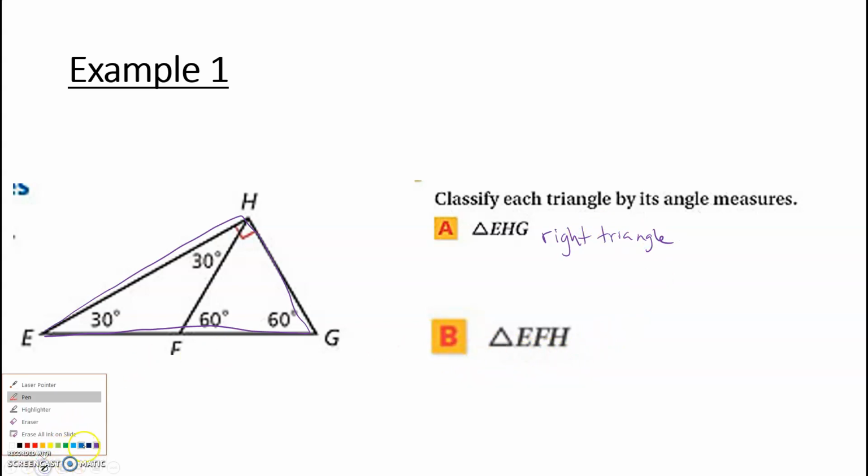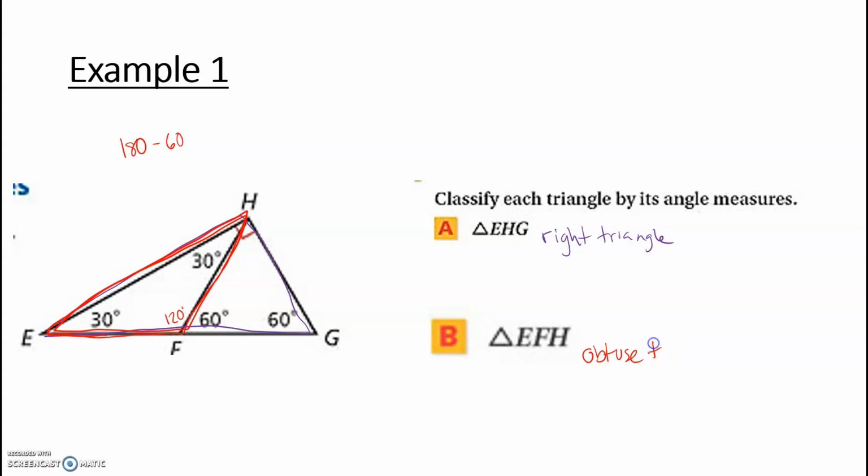EFH, let me change my color for that one. EFH is this triangle here. Now I only see 2 angles marked. I see a 30 and a 30. So don't assume, do the math. You know a triangle adds up to 180. 180 minus 30 and 30 makes 60, so 180 minus 60. You know this angle is 120 degrees. 120 would make it obtuse triangle.